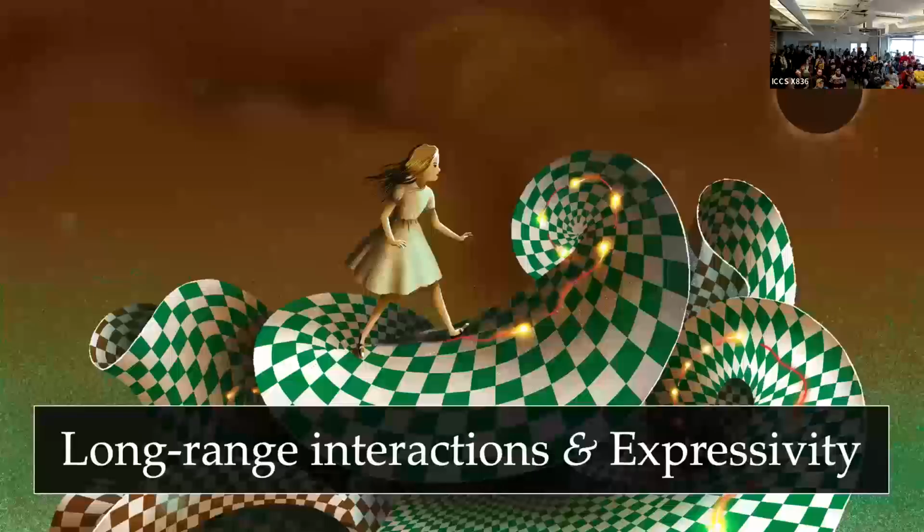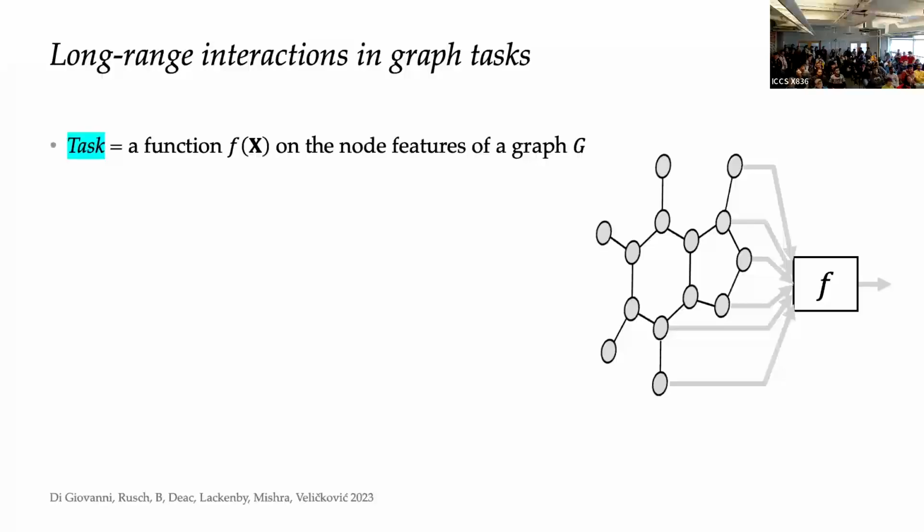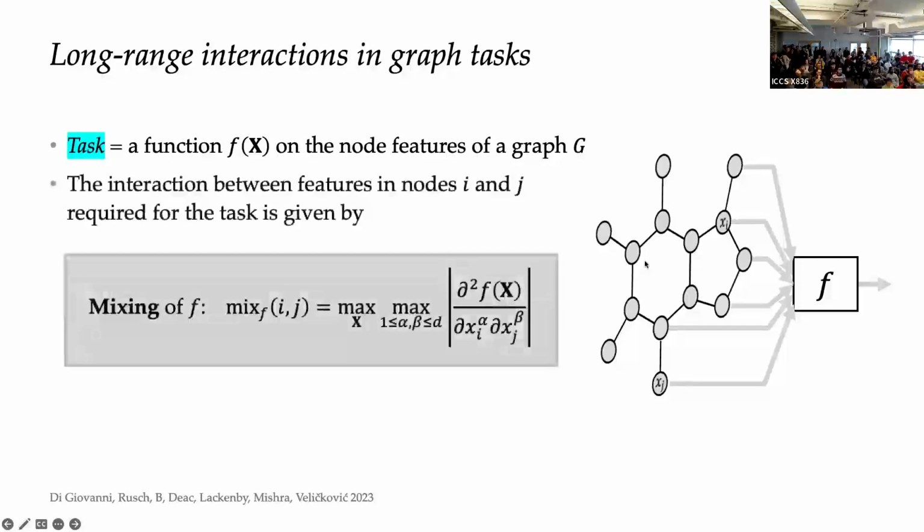So this brings me to the last figure that I wanted to discuss, which is basically how the task affects oversquashing, right? And basically what's the interplay between the structure of the graph, the neural network architecture, and the function that we want to compute. So first of all, what I mean by task: the task is a function on the node features of the graph. So here's an example. I get some information from the node features and compute some function. So the way that nodes interact, we can capture it through what we call the mixing coefficient. This is just some bound on the mixed second order derivative, what is called the Hessian.